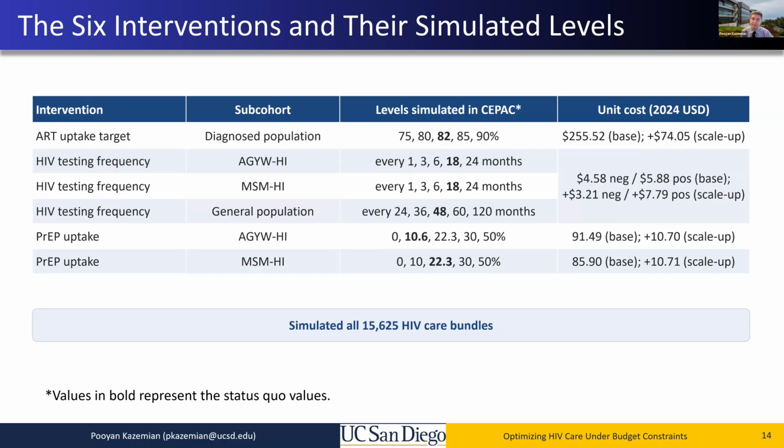In the last column, you also see the unit costs that we used in this study. Each intervention has a base cost and a scale-up cost. The base cost is the unit cost that is applied to that intervention coverage up to the status quo value. And then if we want to go above the status quo value, we have to pay the scale-up cost in addition to the base cost. And again, we simulated all of the 15,625 HIV care bundles using CPAC so that we can compare the output of the exhaustive search, the brute force approach, against the optimization approach.